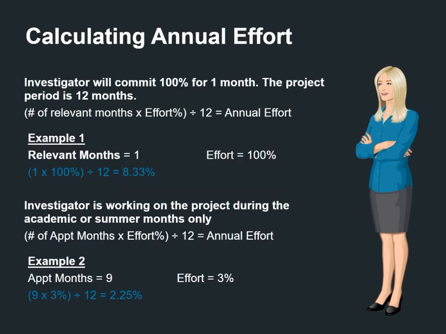To annualize effort when an investigator will work only in certain months, multiply the number of relevant months by the effort that they will provide and then divide that by 12. In this first example, an investigator will commit 100% of their time for 1 month. In other words, they are requesting 1 month of salary for a 12-month project period. So we will multiply 1 by 100% and divide that by 12. That gives us 8.33% annual effort.